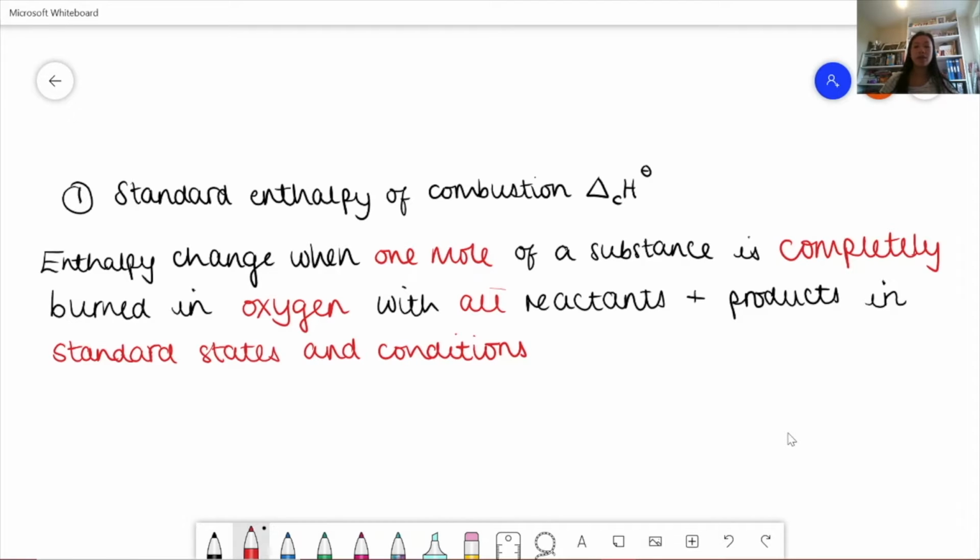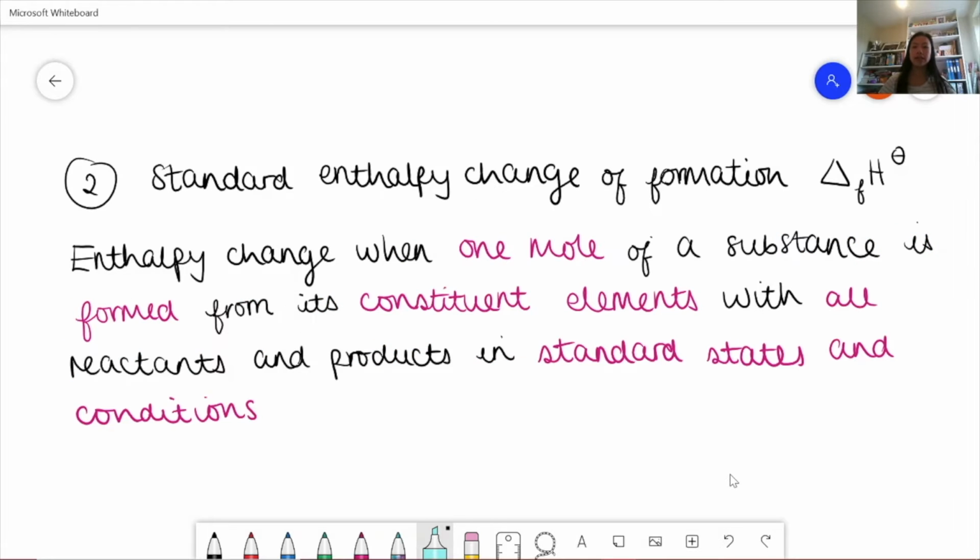Now, when we memorize these definitions, we have to get the wording completely right. So you need to remember that it is 1 mole and it's completely burned in oxygen. So it undergoes complete combustion. So carbon monoxide and carbon will never be formed like they are in incomplete combustion. And we need to remember that we combust in oxygen like usual, and that all reactants and products are in their standard states.